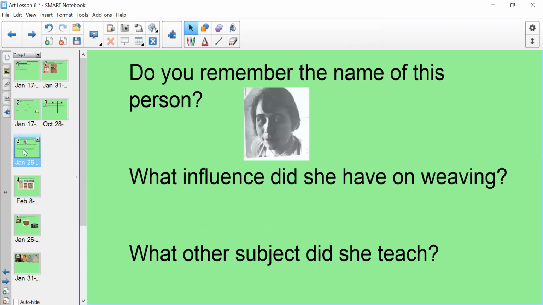Okay, so do you remember the name of this person? What influence did she have on weaving, and what other subject did she teach? So have a think about those, see if you remember. And again, if you've got it written down somewhere, you can go and have a look and see if you can find the answers.